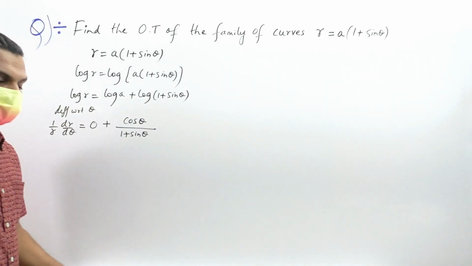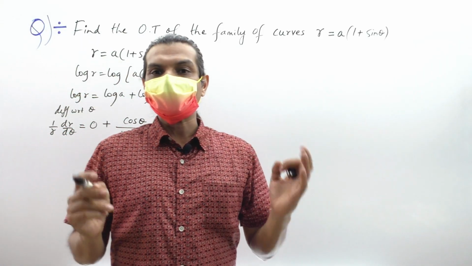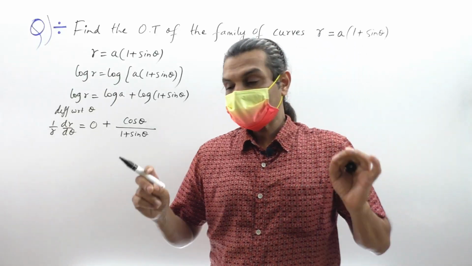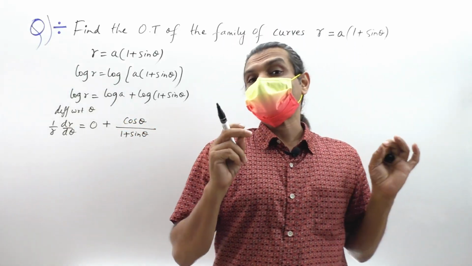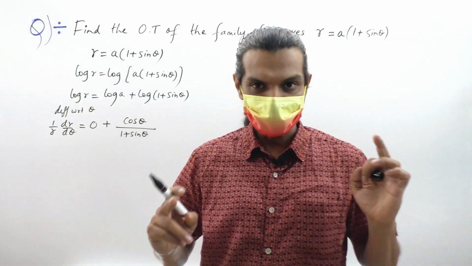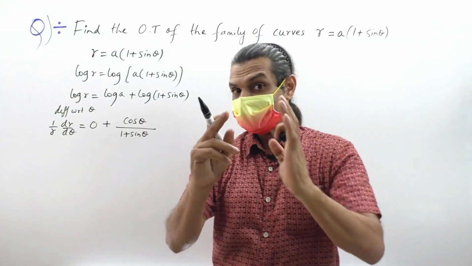Now, from the theory of finding the OT of polar curves, the main part is that we replace dr by d theta by minus r square d theta by dr. Listen carefully, you people may make mistakes here.